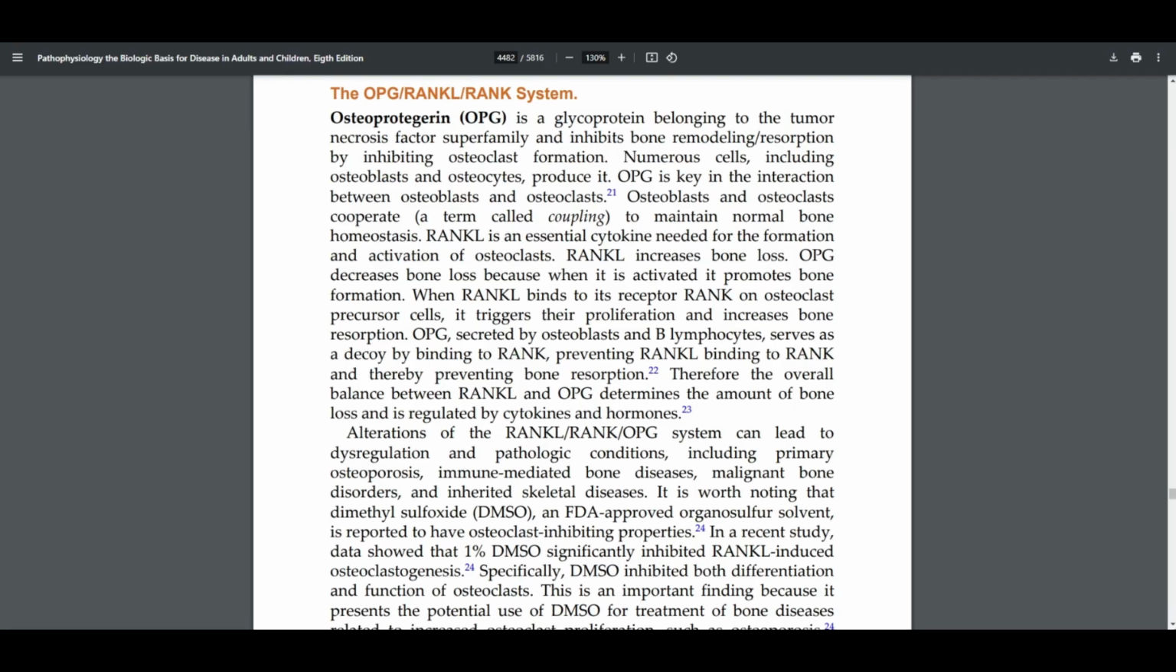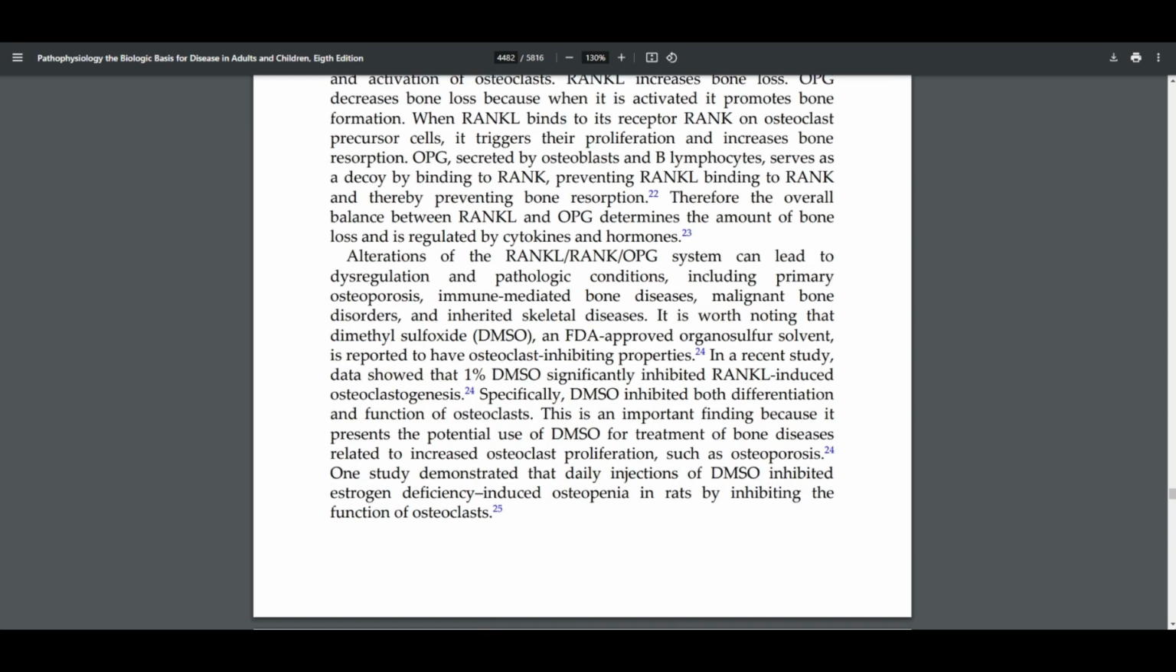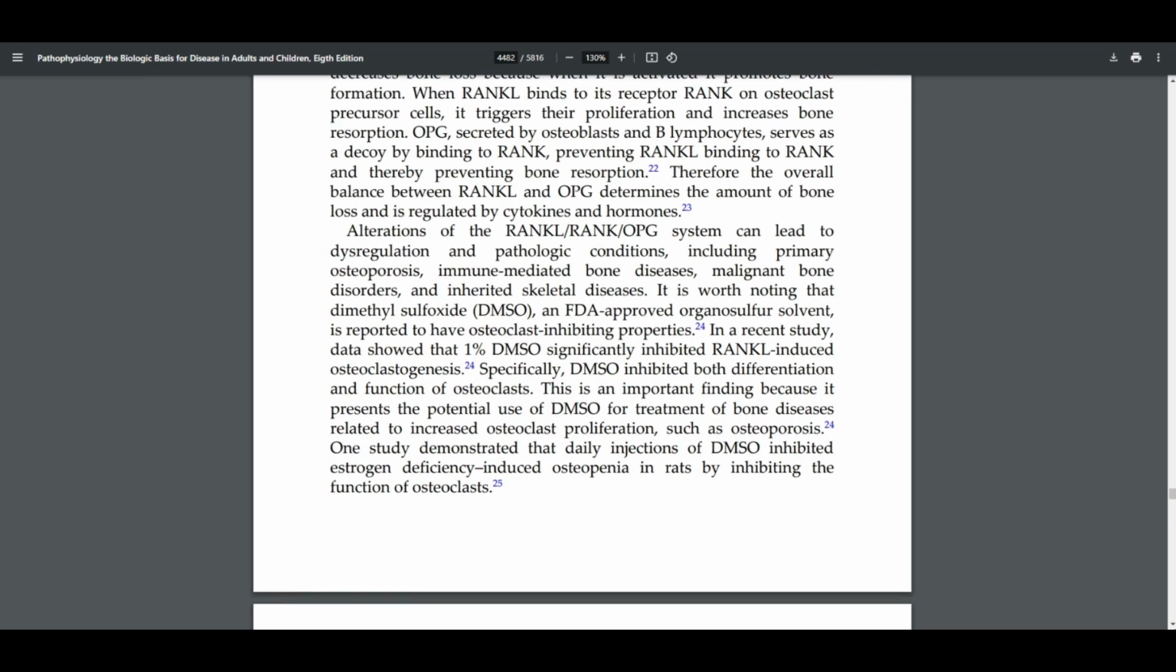Therefore, the overall balance between RANKL and OPG determines the amount of bone loss as regulated by cytokines and hormones. Alterations of the RANKL, RANK, and OPG system can lead to dysregulation and pathologic conditions, including primary osteoporosis, immune-mediated bone disease, malignant bone disorders, and inherited skeletal disease.